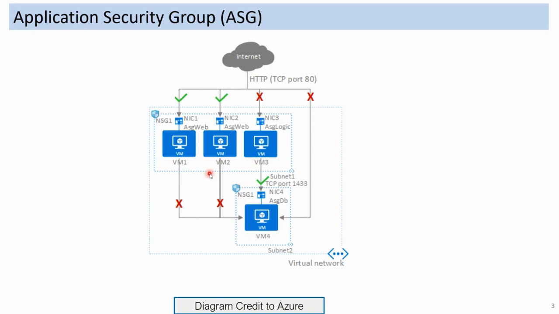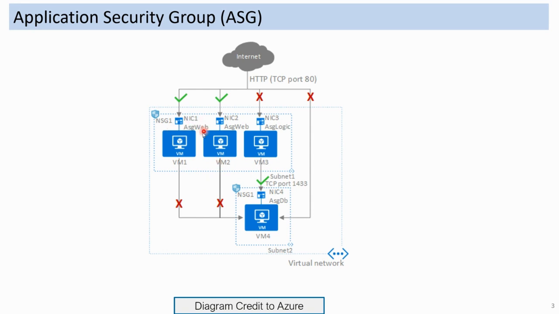What I want to do here is restrict the traffic coming from the web servers to the database server. I can create a rule inside the NSG and attach the NSG to VM1 and VM2 separately, or else I can use this common NSG and create a group.